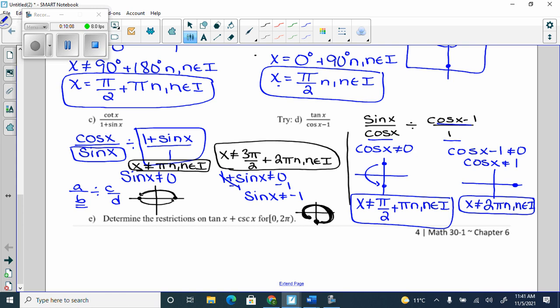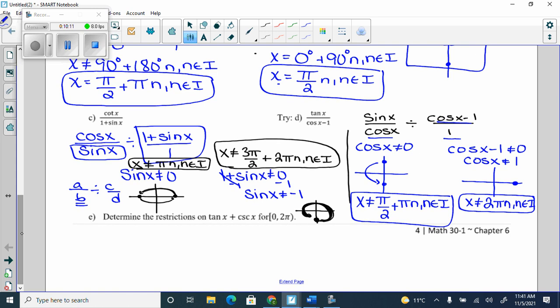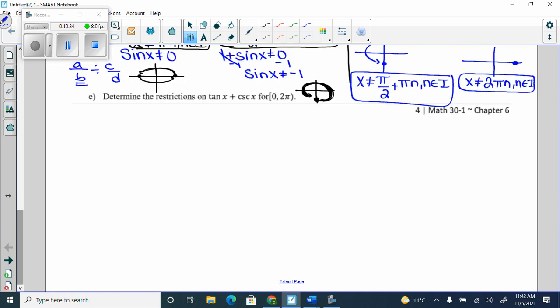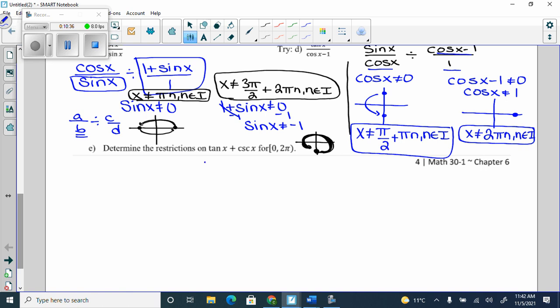Okay? So here we have determine the restrictions on tan x plus cosecant x, but now the restrictions are restricted between 0 and 2 pi. And why would we have to worry about that? Because when we go to solve, if it's between 0 and 2 pi and we state the restrictions, we really only would have to check for the ones within the restricted domain that you're having to find. So here we have tan, which I would rewrite as sine x over cos x plus cosecant, which is 1 over sine x.